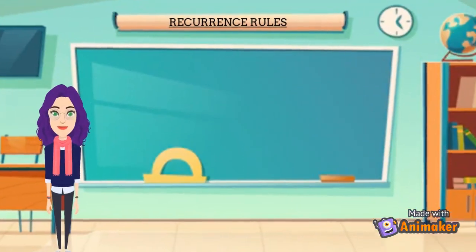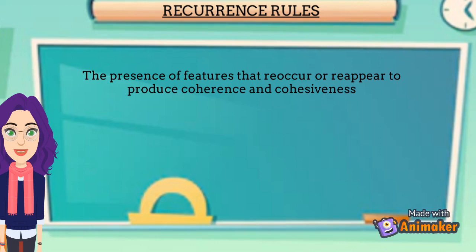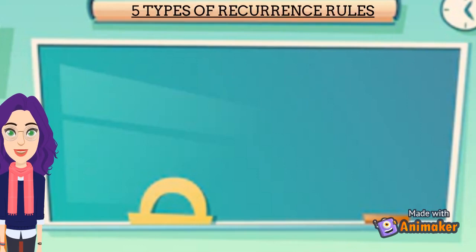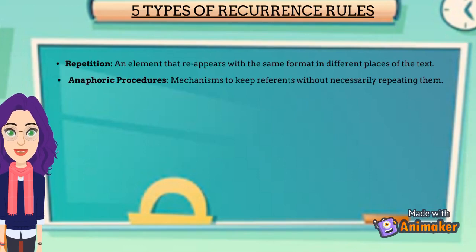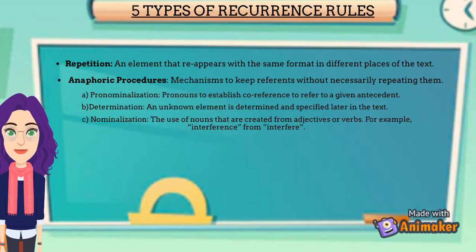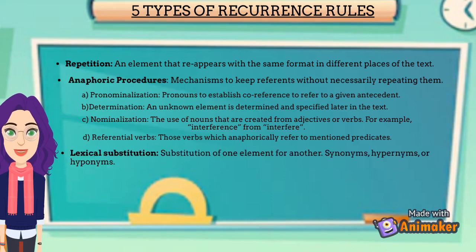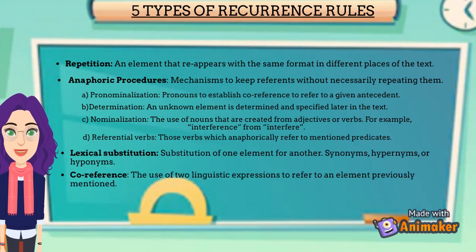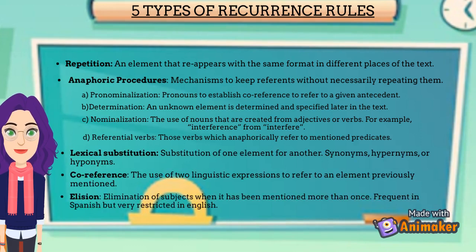Recurrence rules are the presence of features that reoccur or reappear to produce coherence and cohesiveness. There are 5 types of recurrence rules: repetition, anaphoric procedure, which is divided in 4 types: pronominalization, determination, nominalization, and referential verbs. Then lexical substitution, co-reference, and elision.